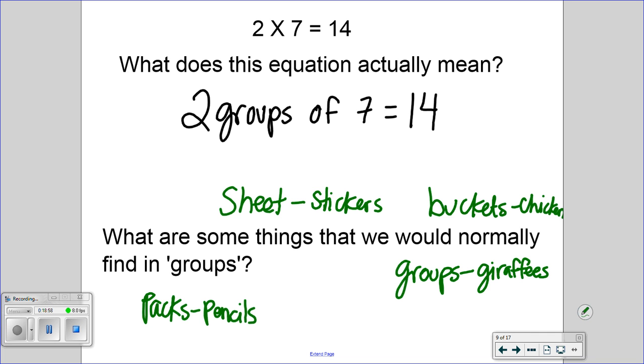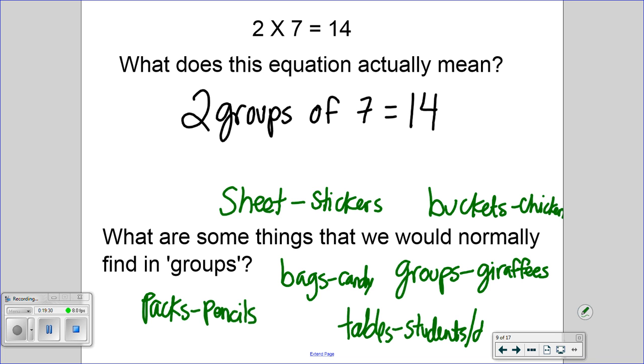What else do we normally group together, Susie? Bags of candy. Okay, we could do bags as our groups and candy as our things. Eva? Tables, like how many students are at the table. Yes, tables and students. What else could you do with tables? We have 4 tables, table groups of what? What are you sitting at? Desks. Yes, that would work. Good example, Eva.